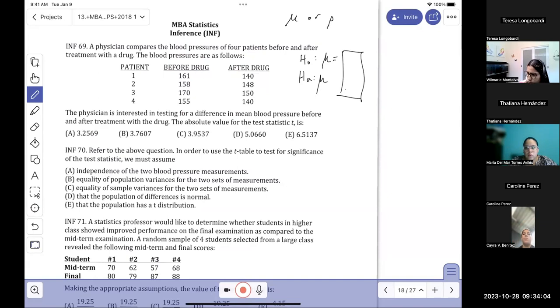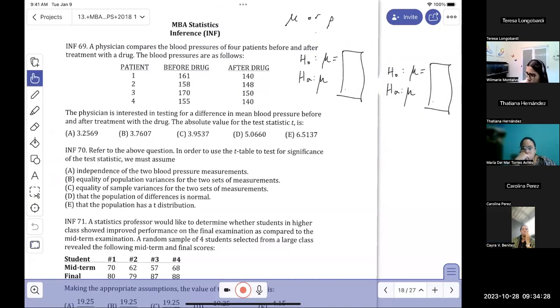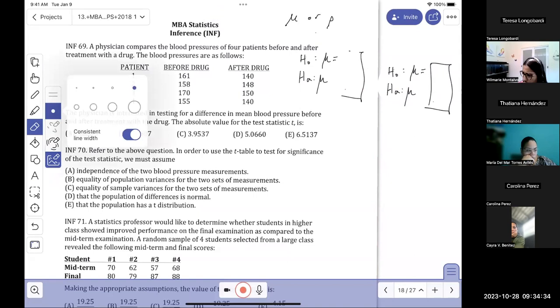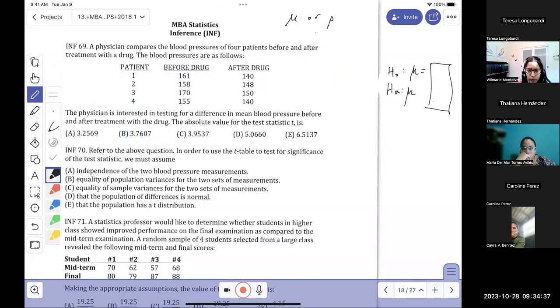So I want to do that. Let me read the question carefully. The researcher is interested in blood pressure before and after. The test is for the difference in mean blood pressure before and after. So the difference, I'm going to move this away. All right. So we're going to create another column here called A minus B. It's the after minus the before.